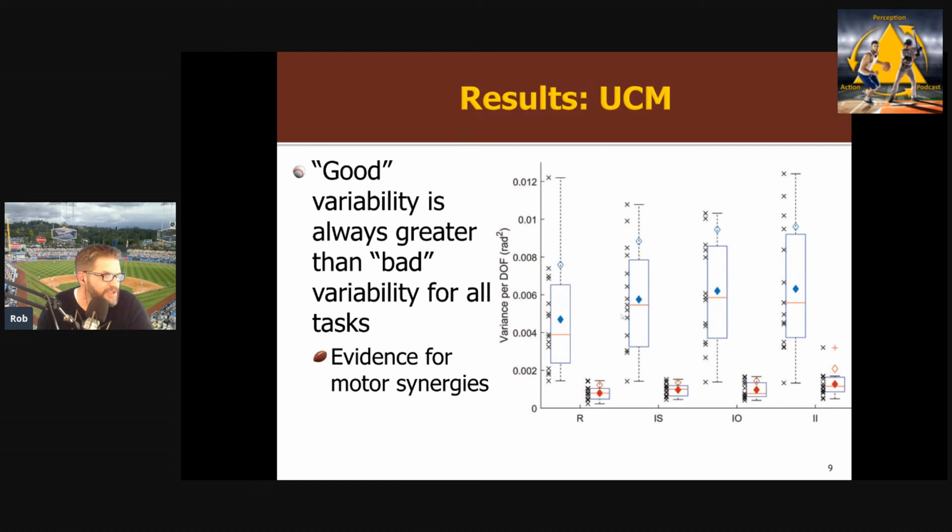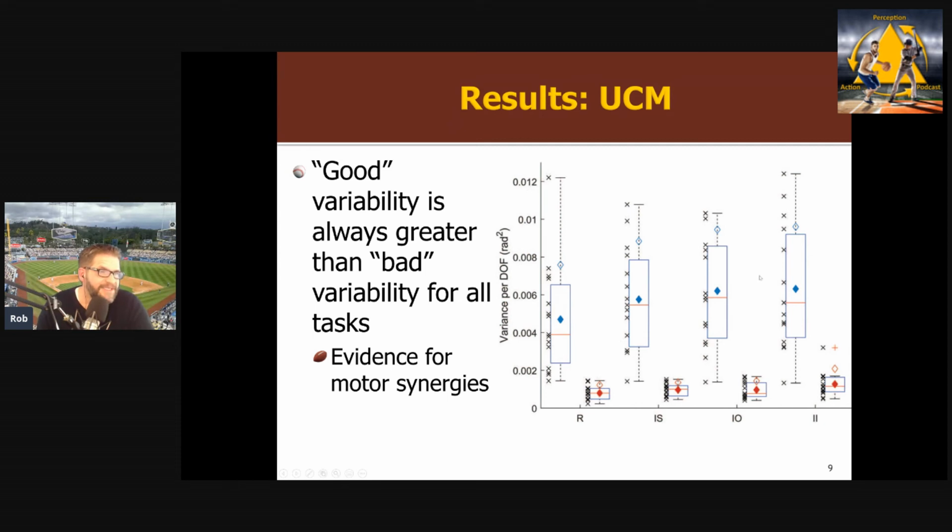So what this is showing is the blue dots are the good variability. So variability that keeps the task constraint satisfied, right? So in this case, it's the combination of shoulder, elbow, and wrist angles that keep your hand going to the right target location. The red dots are for the bad variability, the orthogonal variability, that are combinations of those joint angles that are going to make you not arrive at the right location. And this is for reaching, the ISO, or the interception for the 3 different approach angles.